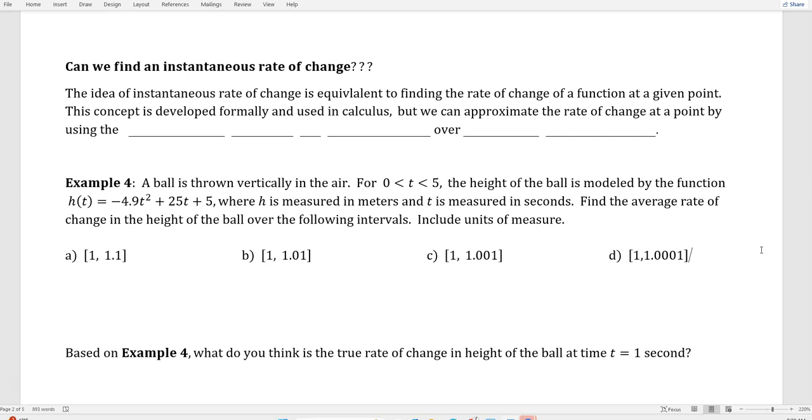So instantaneous rate of change is a calculus idea. We're not going to get into it deeply, but we're going to talk about approximating it. Instantaneous rate of change can be approximated using the average rate of change over smaller intervals.